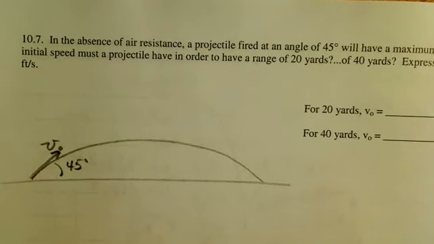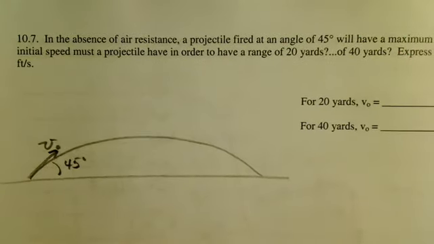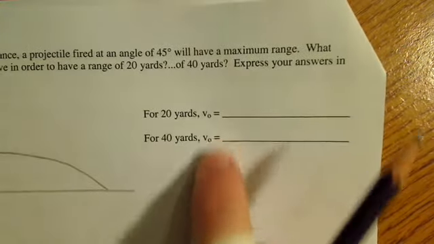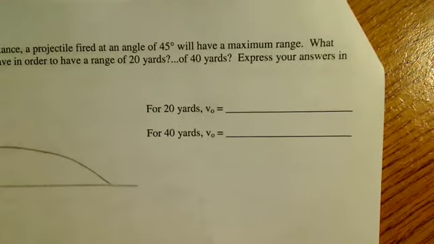Okay, last problem, 10.7. In the absence of air resistance, a projectile is fired at 45 degrees, and that will give us a maximum range in the absence of air resistance anyway. So it says, what is the initial velocity in order for the projectile to go 20 yards and 40 yards? So it's going to be two different numbers right there.